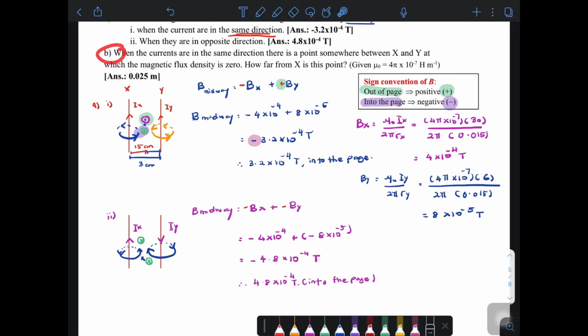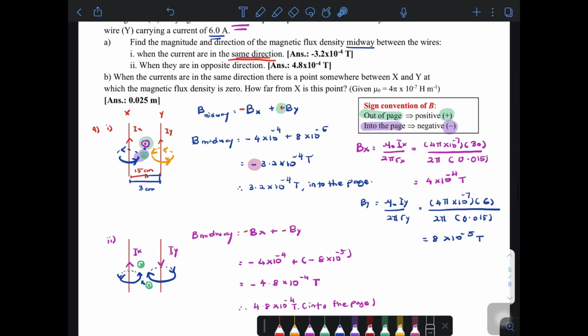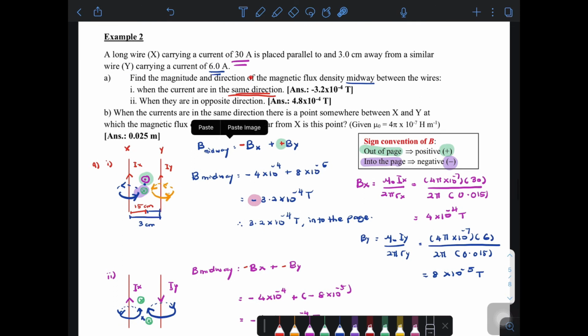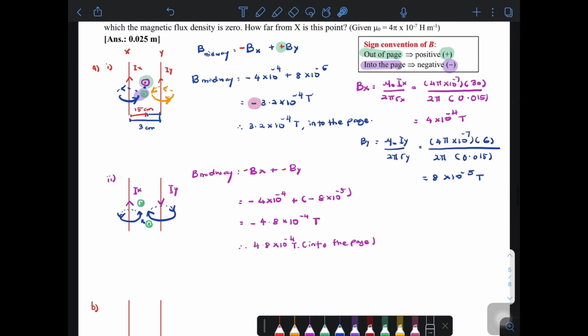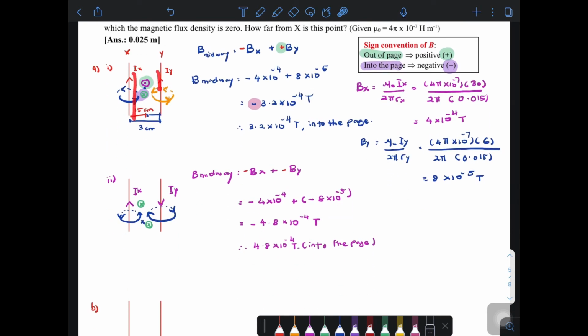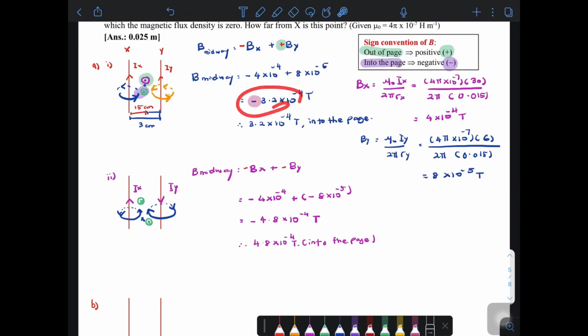Now we go to B. Say that when the currents are in the same direction, there is a point somewhere between X and Y which the magnetic flux density is 0. How far from X is this point? Okay. Tadi soalan A, dia kata kita ada wire yang sama direction. Tetapi point dekat tengah-tengah tu nilainya kita dah kira, which dapat negatif 3.2 exponent negatif 4 Tesla. Soalan dia sekarang, dekat mana antara X dan Y yang nilai B kita instead of this value dia menjadi kosong.